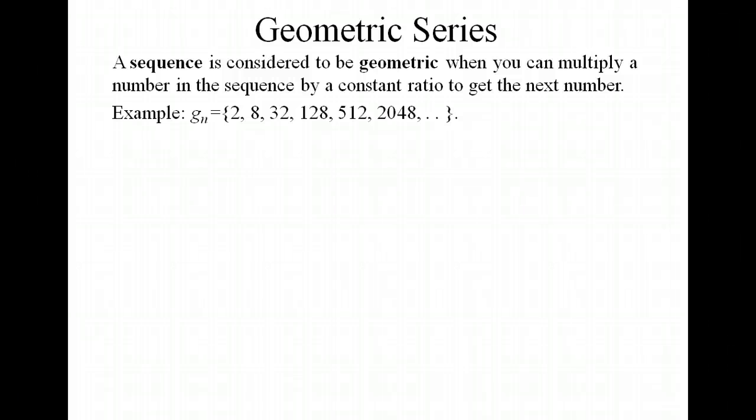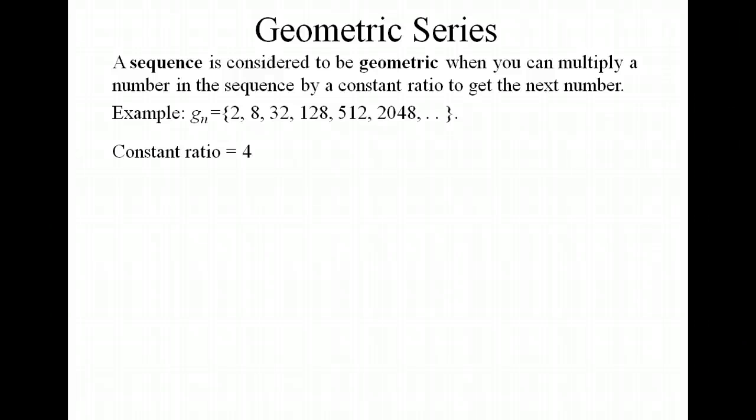Let's look at this sequence that we have here. We have the numbers 2, 8, 32, 128, and so on. If I multiply 2 by 4, I get 8. 8 by 4, I get 32. 32 times 4 gives me 128, and that will produce all the terms of the sequence. In this case, my constant ratio is 4.